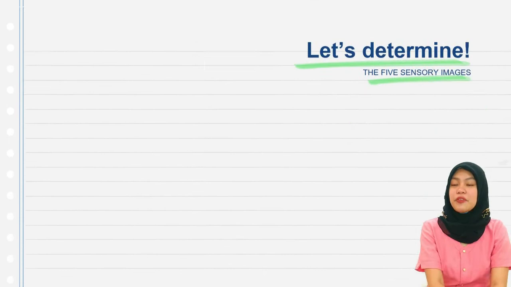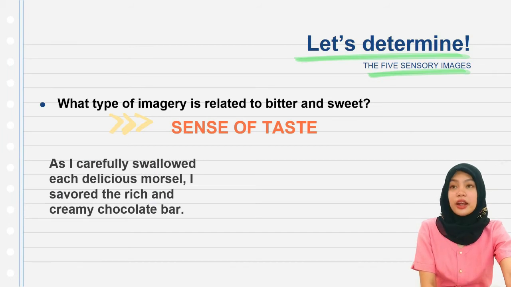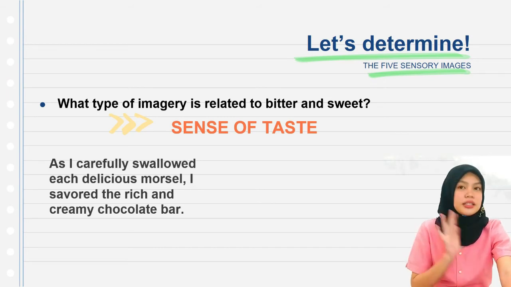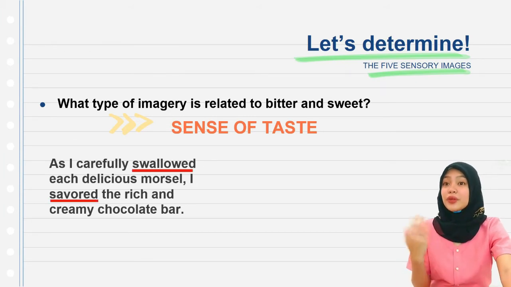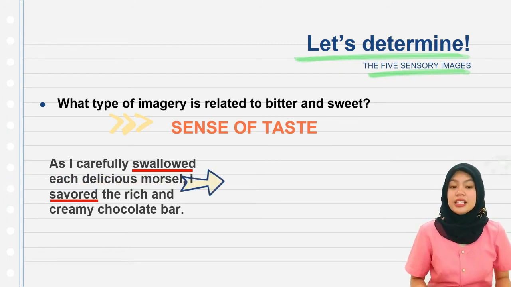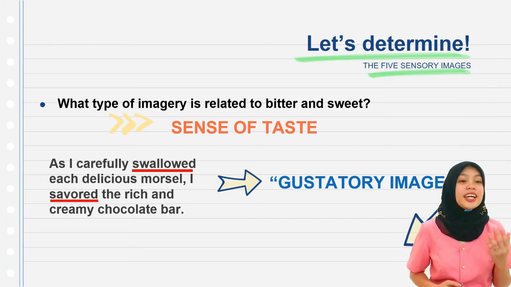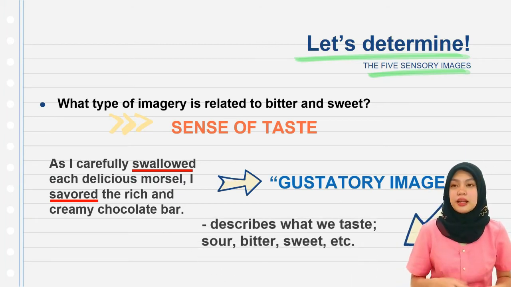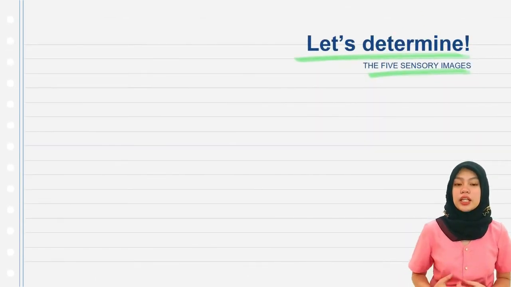Now for the next one, what type of imagery is related to bitter and sweet? In the example that I've presented, as I carefully swallowed each delicious morsel, I savored the rich and creamy chocolate bar. So what are the words that made you say it's the sense of taste? Yes, Clarice. Very good. Swallowed and what else? Savored. So in this imagery class, this is called gustatory imagery. Repeat after me. Gustatory imagery. So it describes what we taste. It can be sour, bitter, bland, or sweet. Okay, or chili.